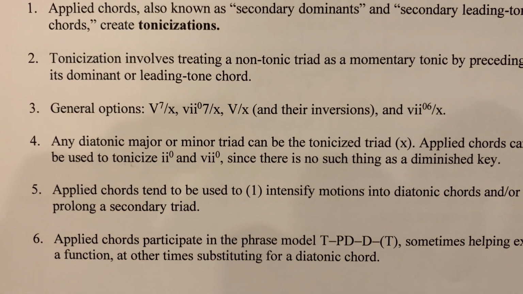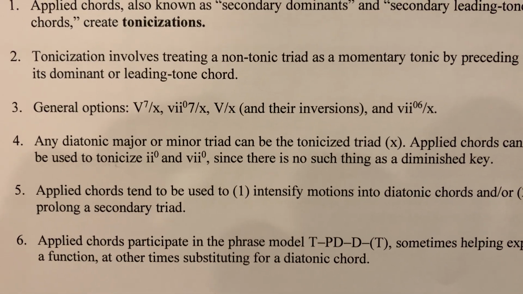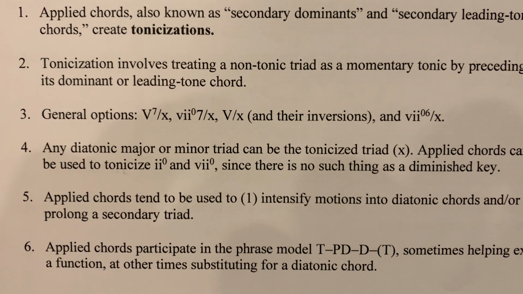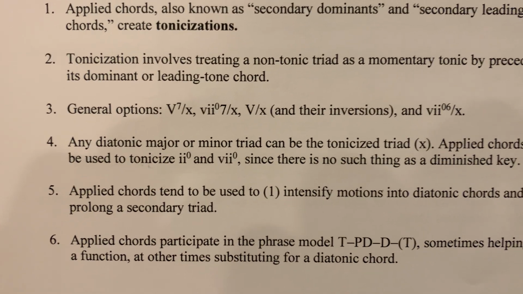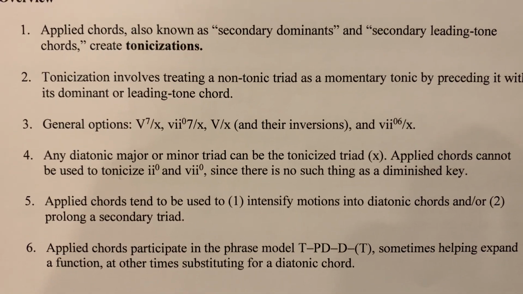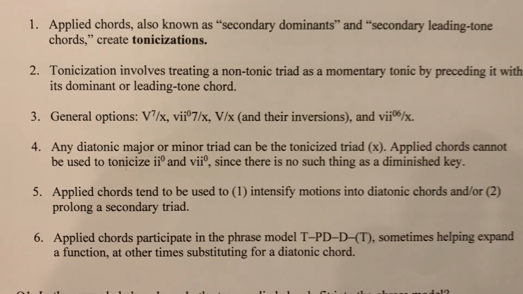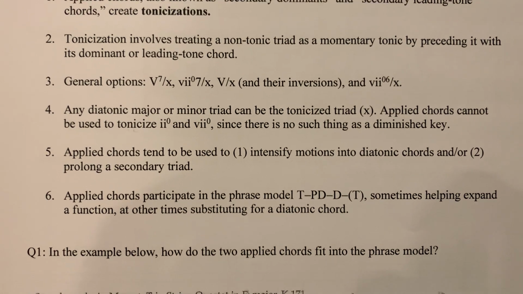And then all of the inversions of those 3 types are possible. And yes, you can also get a 7 diminished 6 of X, and that's the only inversion you can use of the 7 diminished of X. So it's a whole bunch of chords, but basically the same options that we would do with our ordinary 5 and 7 chords. Number 4. Any diatonic major or minor triad can be tonicized.